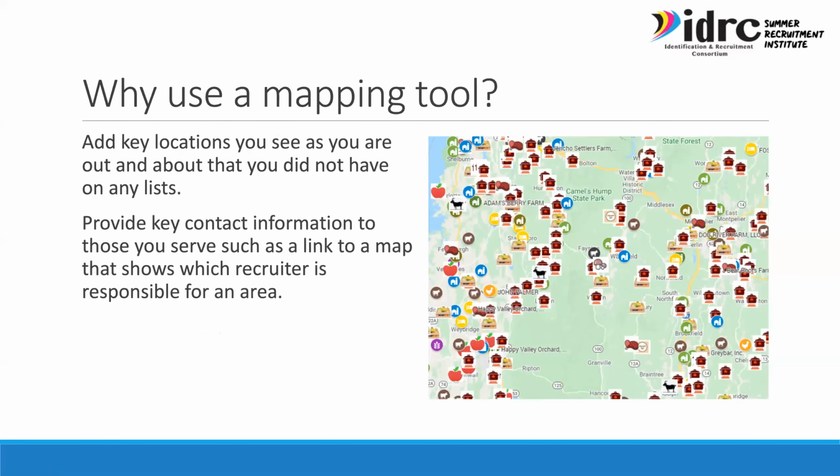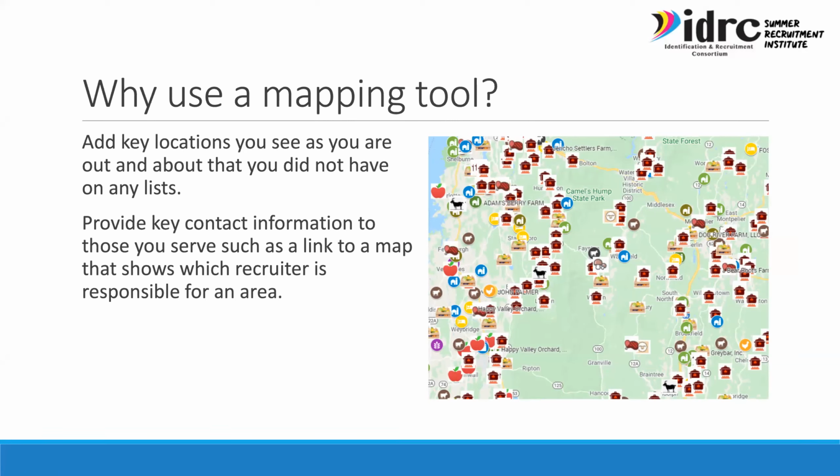So here's an example. I think this is maybe a Vermont one, but that just shows what you could do with different icons, so you can visually say, oh, well, this one's fruit or vegetables, or this is chicken, or this is going to be a dairy farm. So it says why use a map. You can add those key locations as you're out.